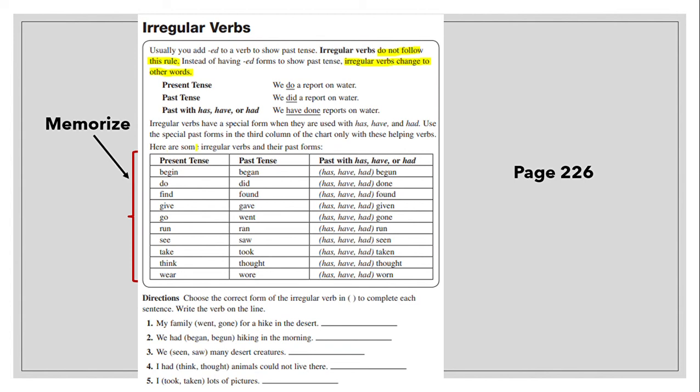Here are some irregular verbs and their past forms: present tense, past, and past with has, have, or had. This is the present: begin, do, find, give, go, run, see, take, think, wear. I change it to the past, it becomes began, did, found, gave, went, ran, saw, and so on. Okay, and the past with has, have, or had.